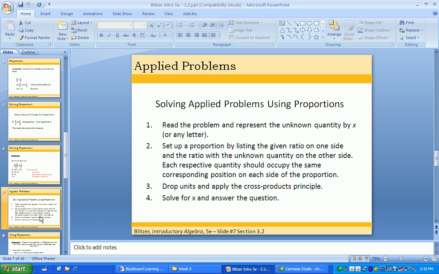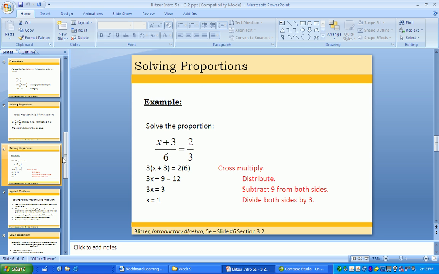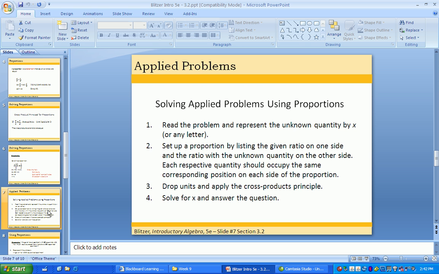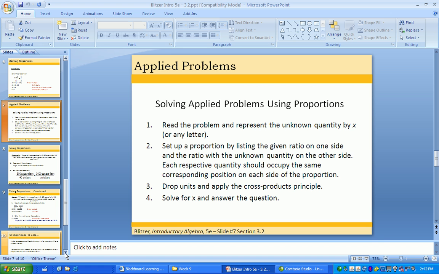So last section we talked about word problems. When you're dealing with proportions and ratios, you're going to get a lot of word problems, because that's one of the simplest forms of word problems. So let's go ahead and look at some examples.